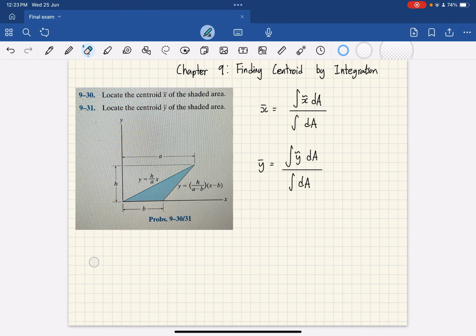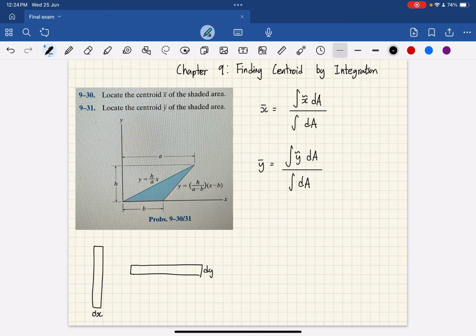Remember that there are two elements. We have the vertical element, which is with respect to dx, and we have the horizontal element, which is with respect to dy. So which element are we going to choose? In this case they didn't specify, but we have to choose either one of the elements and try to solve it in the easiest way possible.